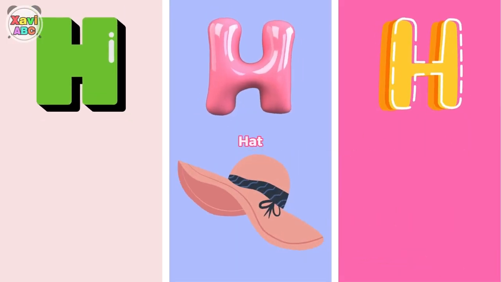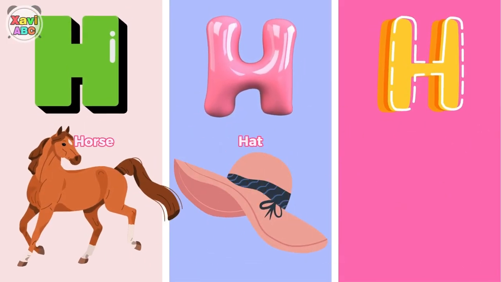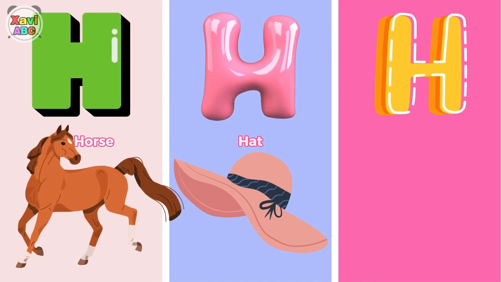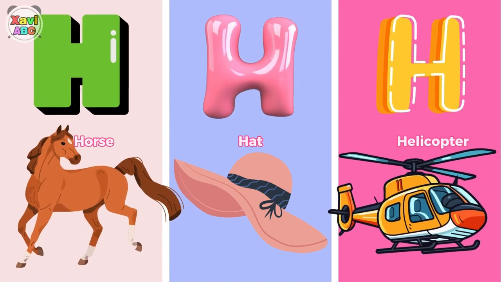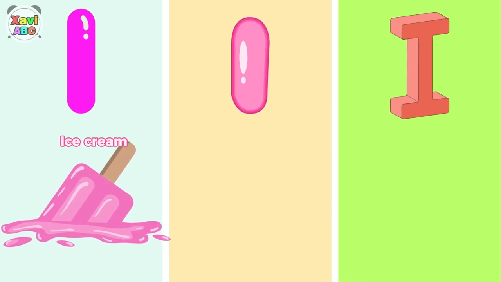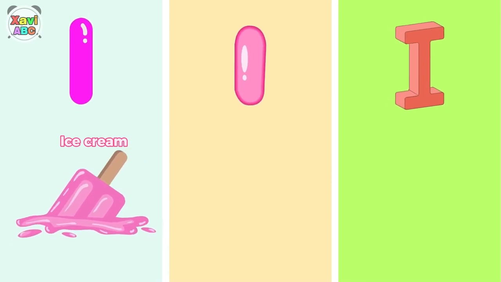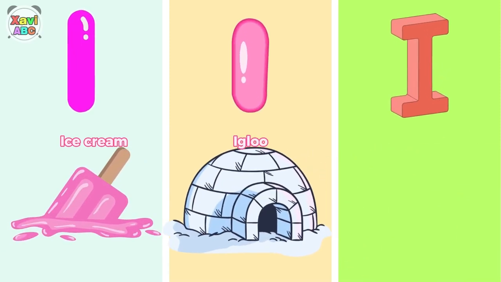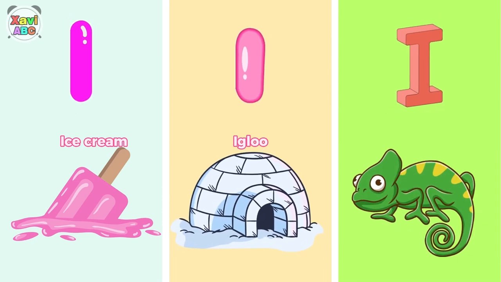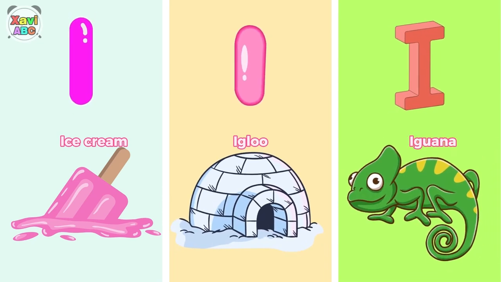H is for hat, H, hat, horse. H is for helicopter, a helicopter. I is for ice cream, I, ice cream. I is for igloo, I, igloo. I is for iguana, I, iguana.